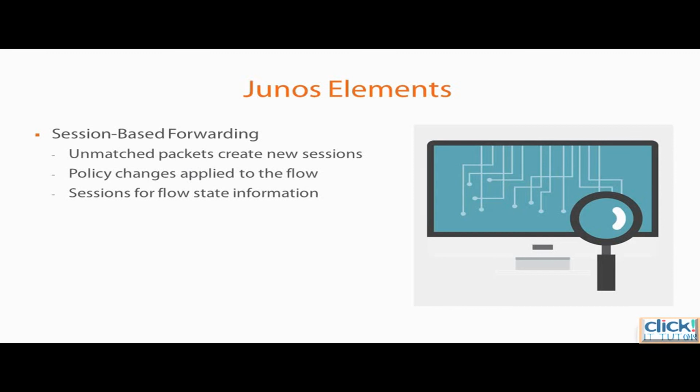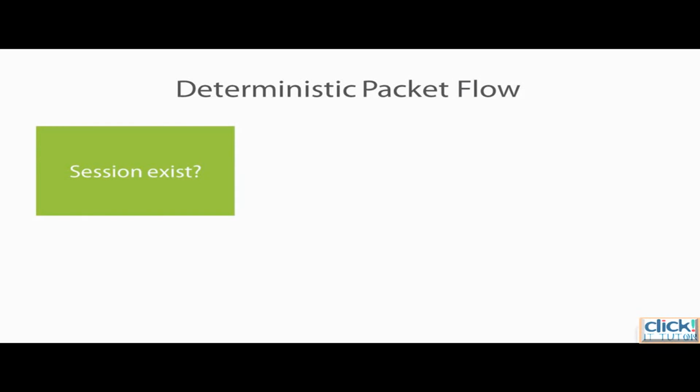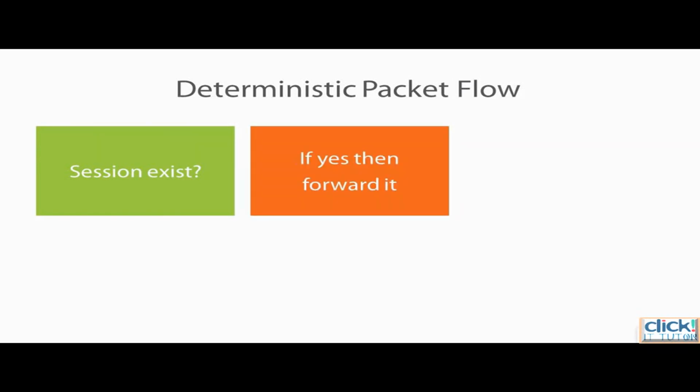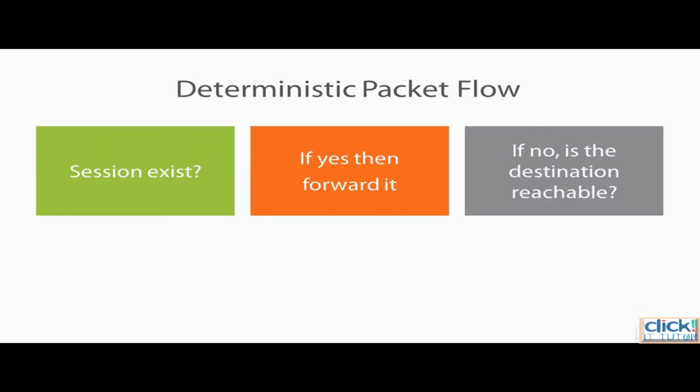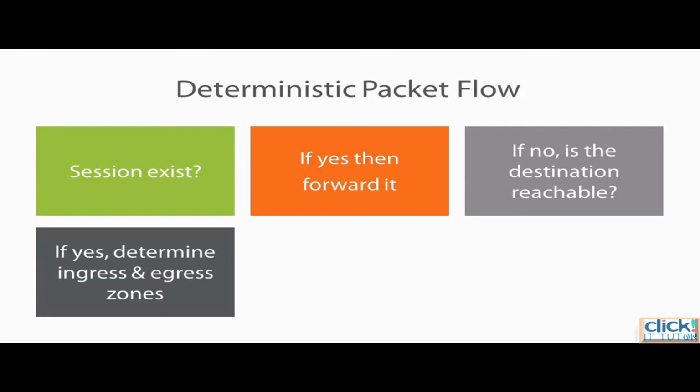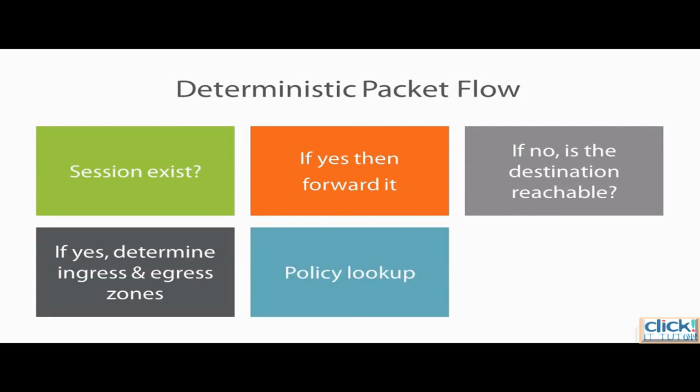Packet flow through the SRX service gateway is highly deterministic. Is the packet part of an existing session? If yes, forward it. If not, is the destination reachable? If yes, determine ingress and egress zones. Look up policy based on ingress-egress zones. If it is permitted, then add it to the session table and forward it.